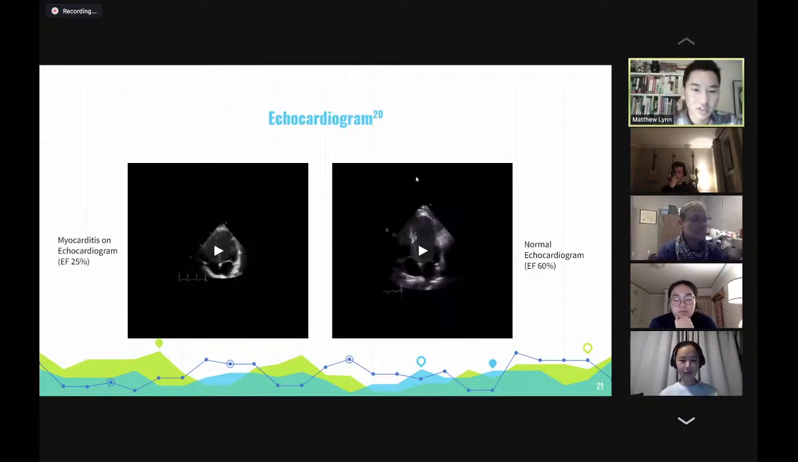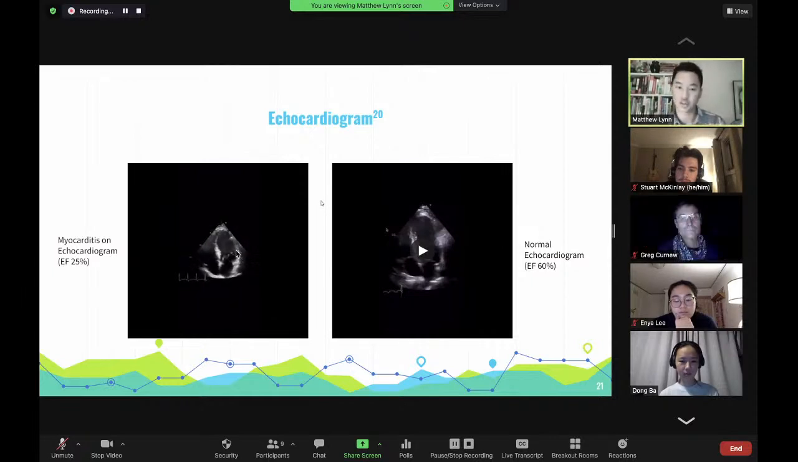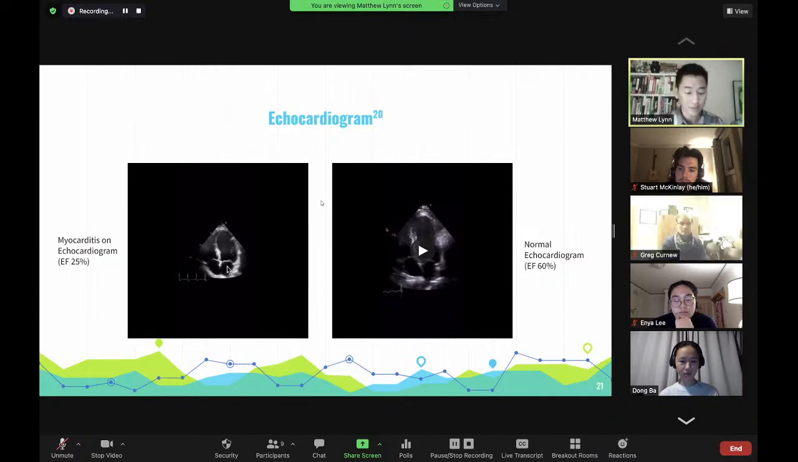Yeah, so here we're just going to take a look at some echocardiograms. On the left here, we're going to first look at one that can show similar signs to myocarditis. So this is in a patient. You can see here that from this chamber view, it has a very low ejection fraction, and there was some diffuse hypokinesis. So you can see that the heart itself is not contracting as well as it should be.